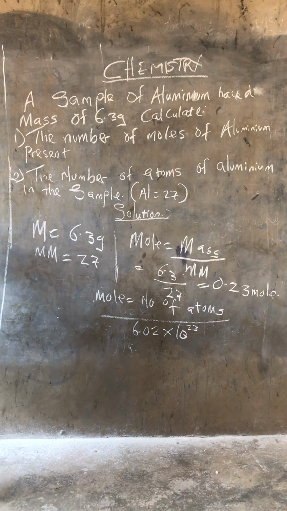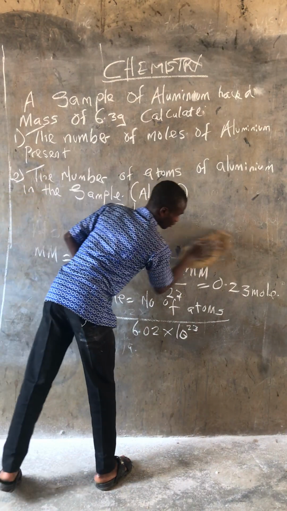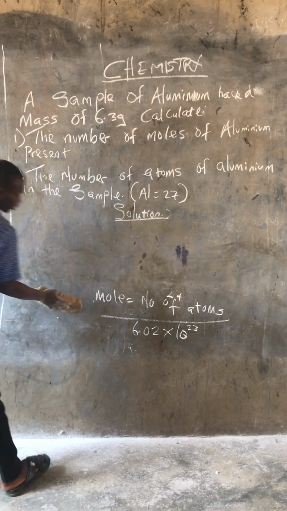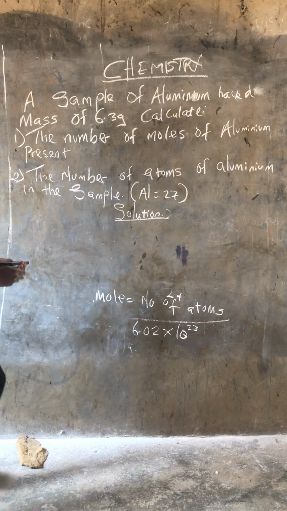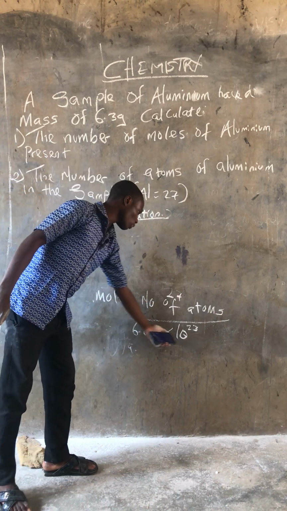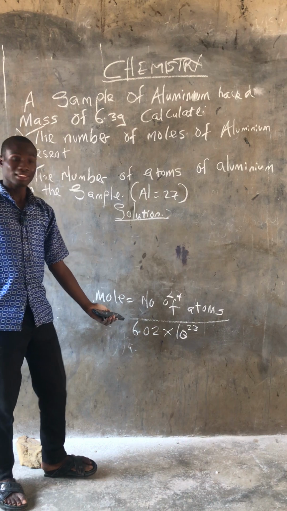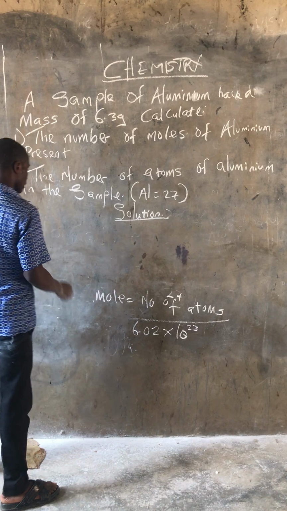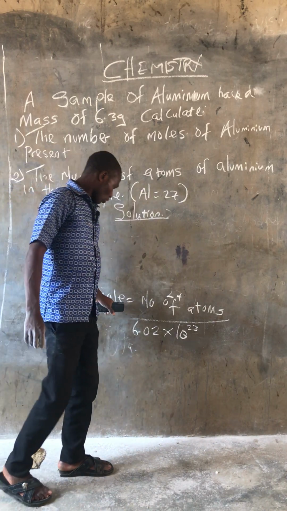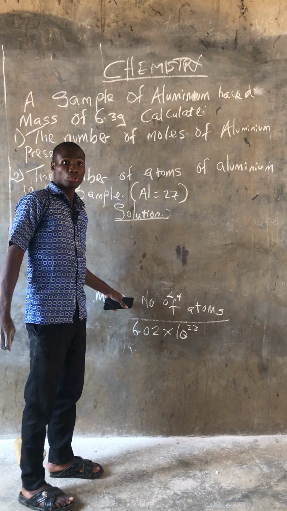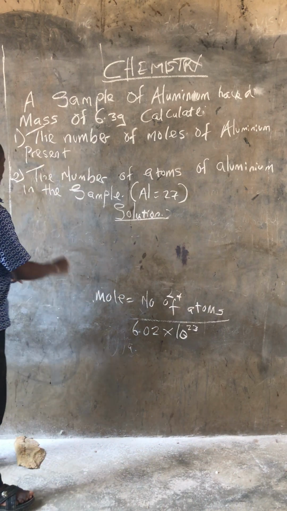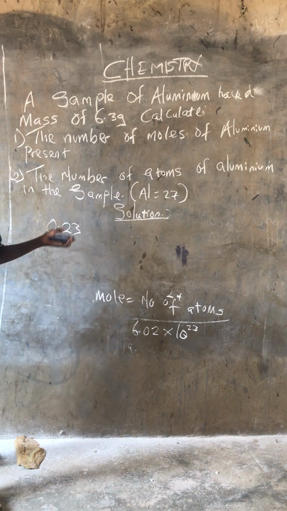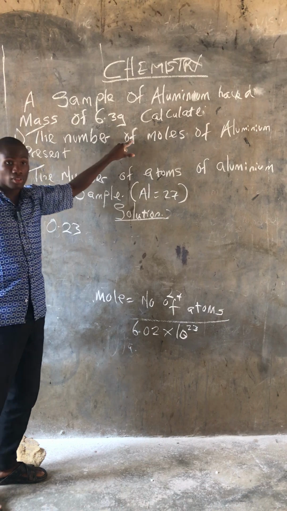In this case, we have to find the amount of atoms, and 6.02 times 10 to the power 23 is a constant, and it's called Avogadro's constant. Are we on the same page? So in this case, we already know our mole. Our mole is 0.23, which was gotten from the first question.